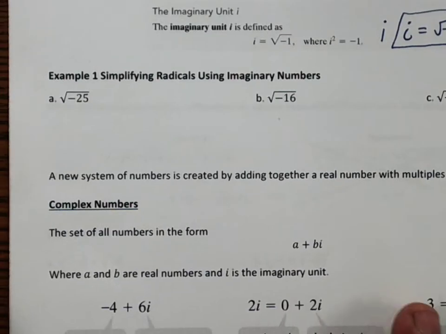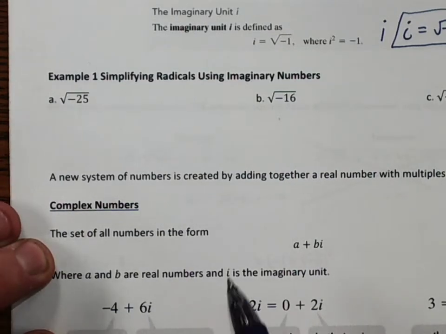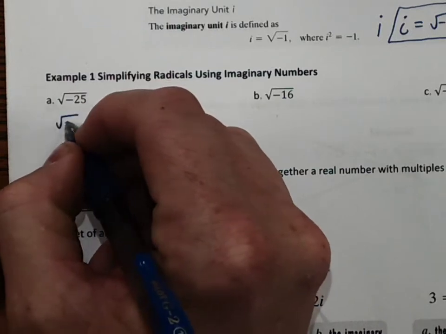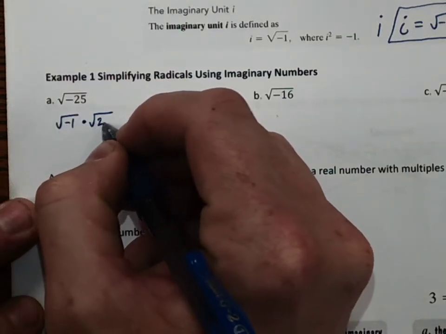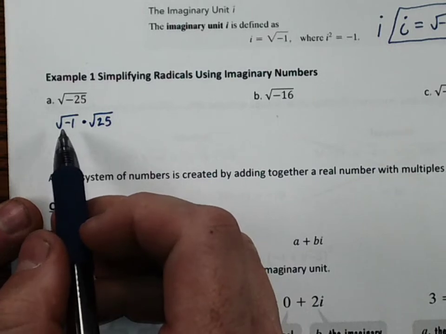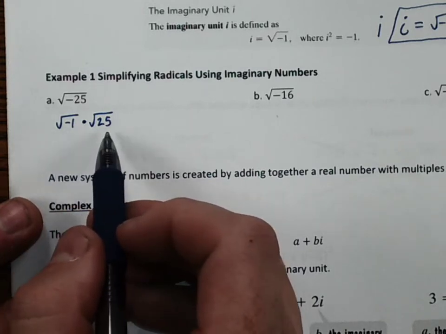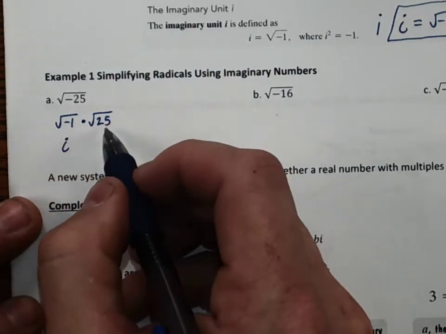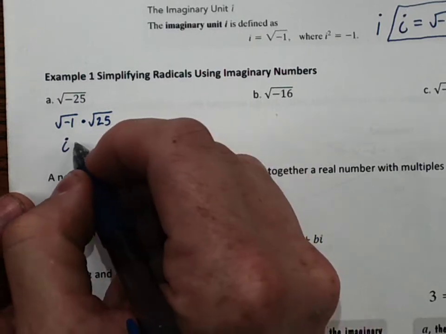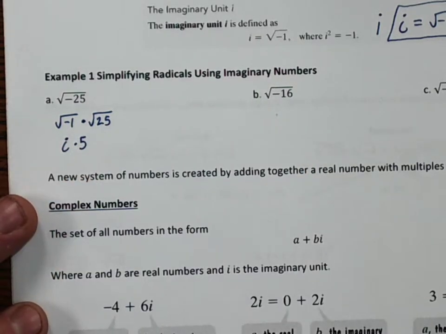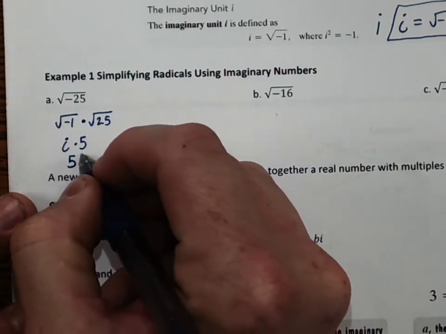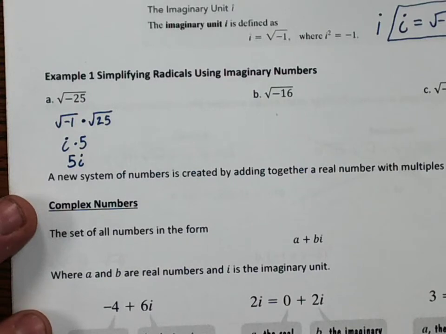So let's see how we use this to simplify a radical. I have the square root of negative 25. The first thing I want to do here is rewrite this as negative 1 times 25 under the square root. It is the square root of negative 1 multiplied by the square root of 25. But what is the square root of negative 1? Well, that's i. And what is the square root of 25? Well, that's 5. Now, generally speaking, we write i times 5. We put the i behind it. We call that 5i. i times 5 is 5i.